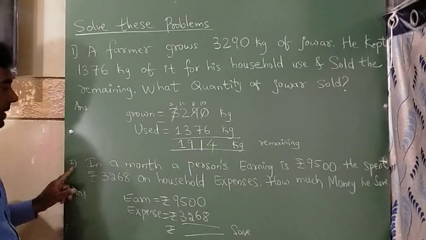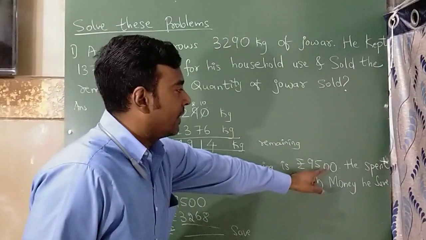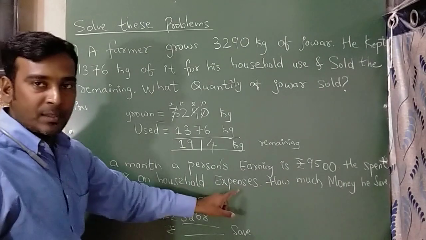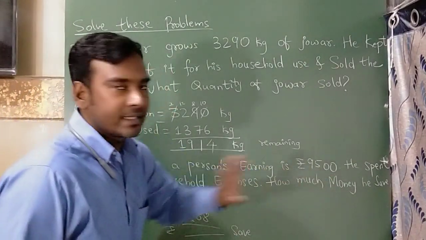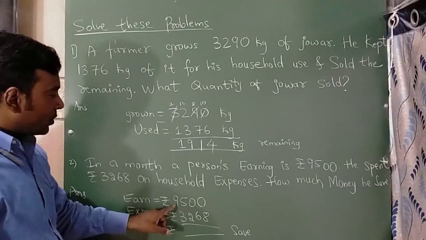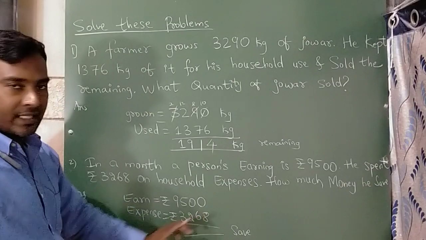Fine. Second question is, in a month a person's earning is 9500. He spent 3268 on household expenses. How much money he saved? Now how much he has earned? His earning is 9500 and expenses are 3268.